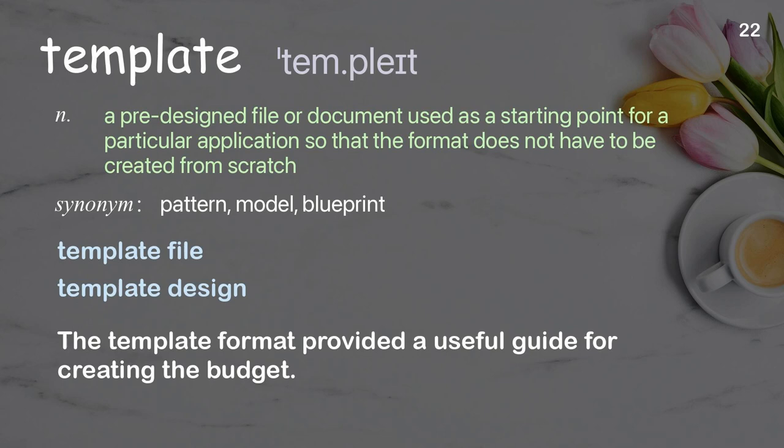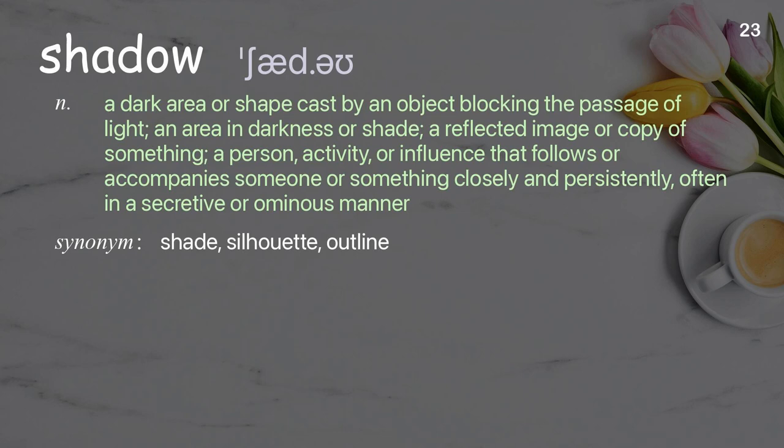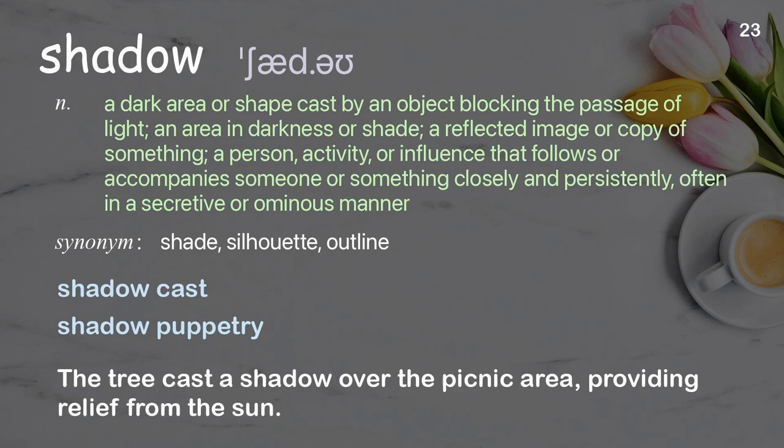Shadow: a dark area or shape cast by an object blocking the passage of light, an area in darkness or shade, a reflected image or copy of something, a person, activity, or influence that follows or accompanies someone or something closely and persistently, often in a secretive or ominous manner. Examples: shadow cast, shadow puppetry. The tree cast a shadow over the picnic area, providing relief from the sun.